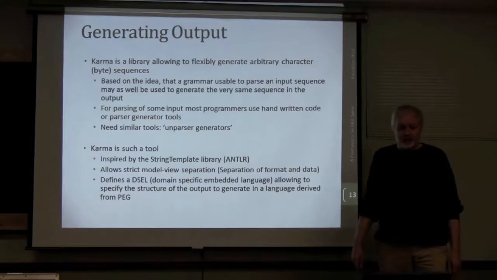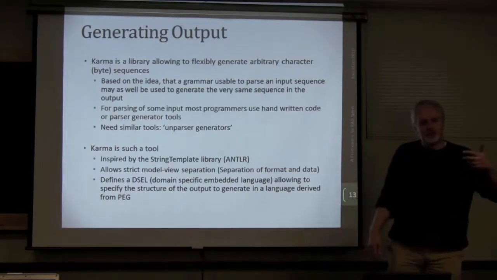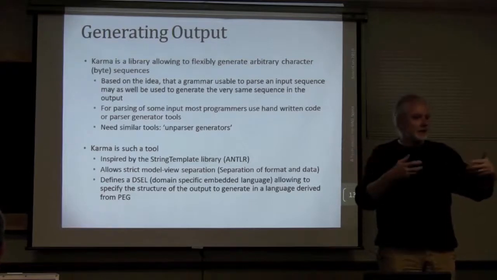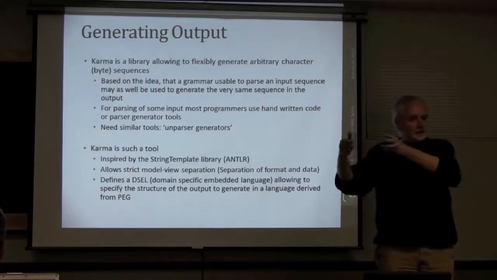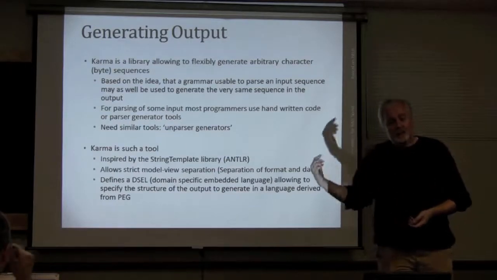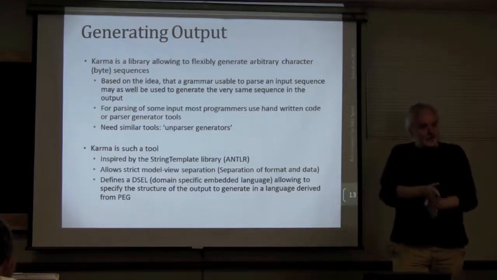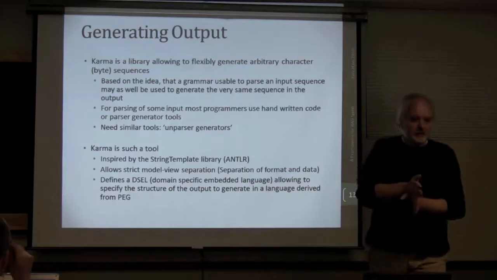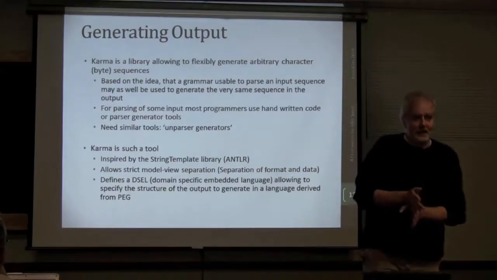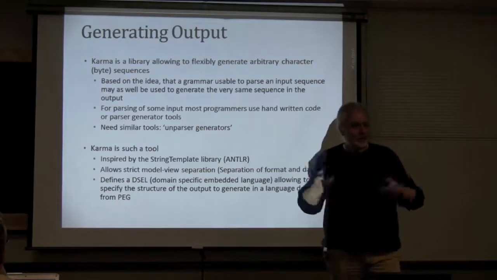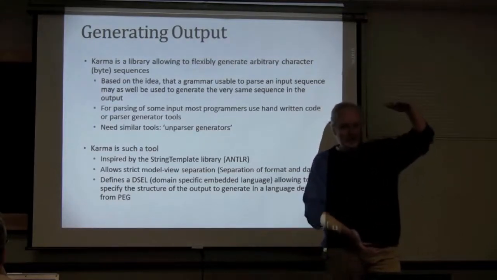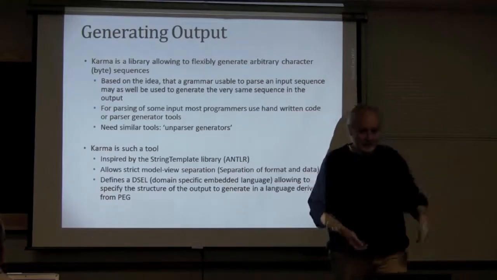And it allows strict model view separation, so you can separate your data from your format. Same as in a parser, right? You specify your format and you specify your data where you want to get the results in. It's the same you can do in Karma, where you have that strict separation, and you don't have that strict separation in streams. And that's one of the reasons why it's so awkward to use, because everything is mixed together. Try to change a format there if you have a complex output operation. You just go nuts.